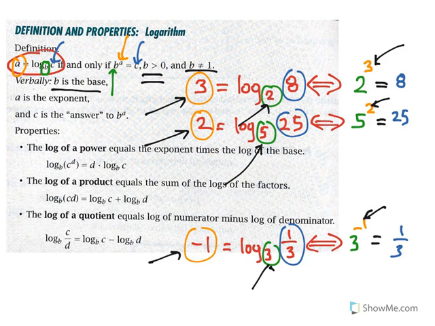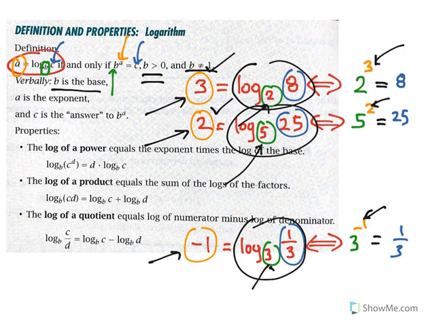That is why we say a logarithm is an exponent. So this is a logarithm, and what is it? It's an exponent. It's the power to which you must raise 2 to get 8. This is a logarithm. What is it? It's an exponent. It's the power to which you must raise 5 to get 25. What is this? It's a logarithm. It's an exponent. This is the power to which you must raise 3 to get 1/3.